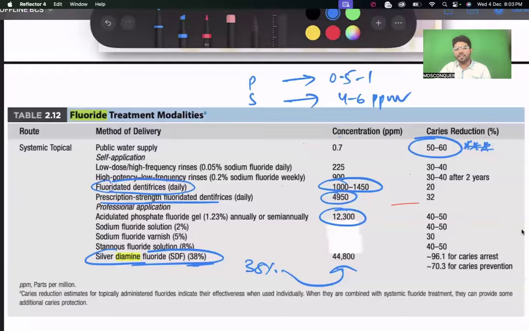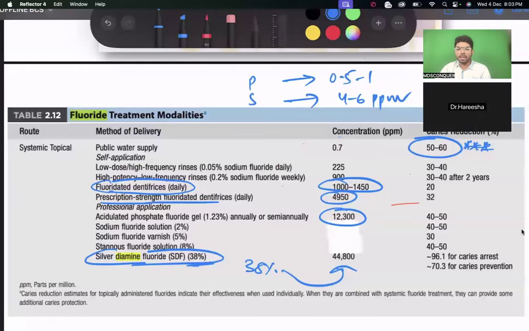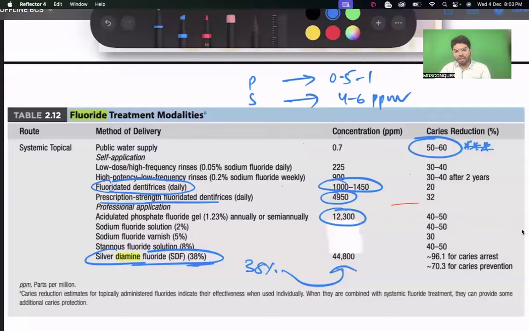44,800 ppm for SDF, 38% is SDF, 8% of SnF2, 1.23% of APF gel, 2% of NaF, and APF gel 1.23% turns around 12,300. Professionally strengthened fluoride dentifrice is 4,950. Normal dentifrice is 1,000 to 1,450. Community water fluoridation, the basic questions. The caries reduction is more with community water fluoridation.